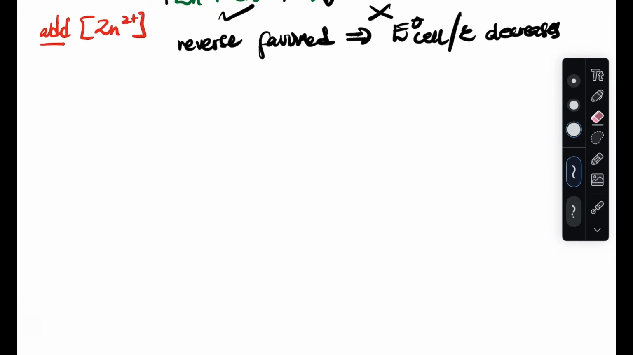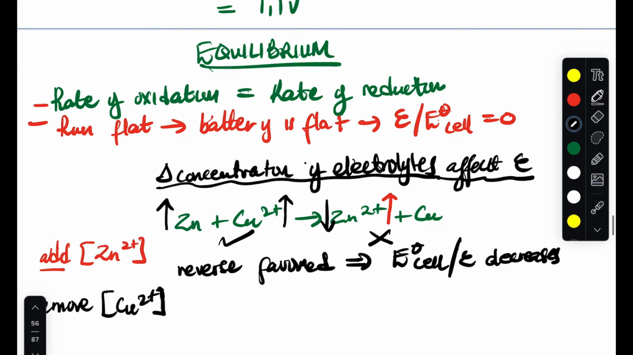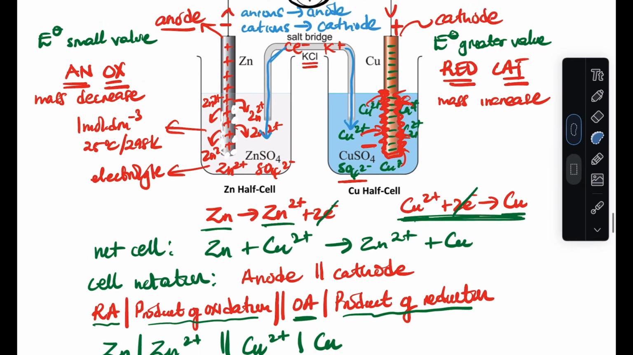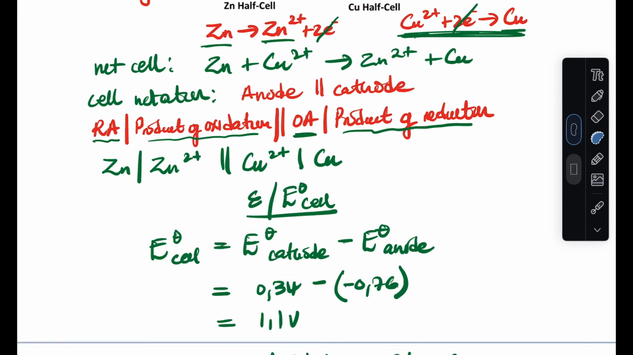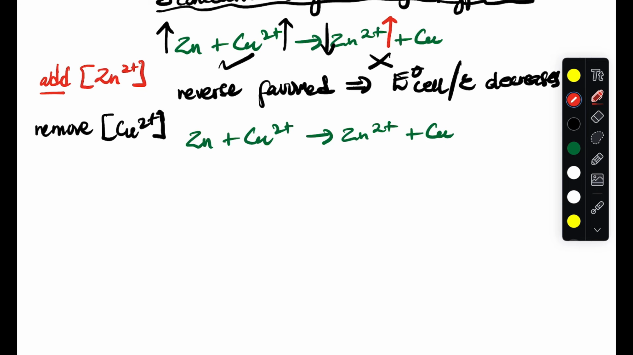Okay, now let's look at when we remove the concentration of copper 2 plus. Let's say we decrease the concentration of copper ions. What did we do? What is our disturbance? We remove. That means we decrease the concentration.